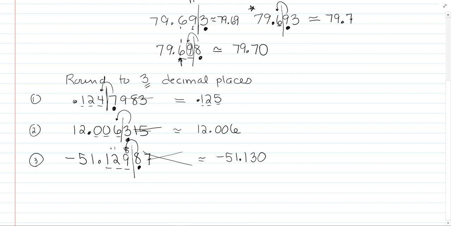And again, the only reason this number was impacted was because this was a 9, and when I bump it up by 1, it becomes like a 10. So the 0 sticks, and then we add 1 to the next number to it. Okay? And those are our rules of rounding.